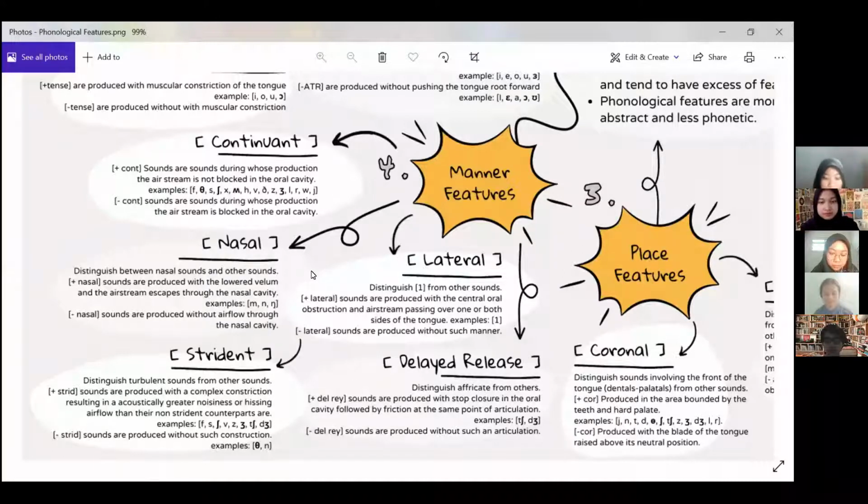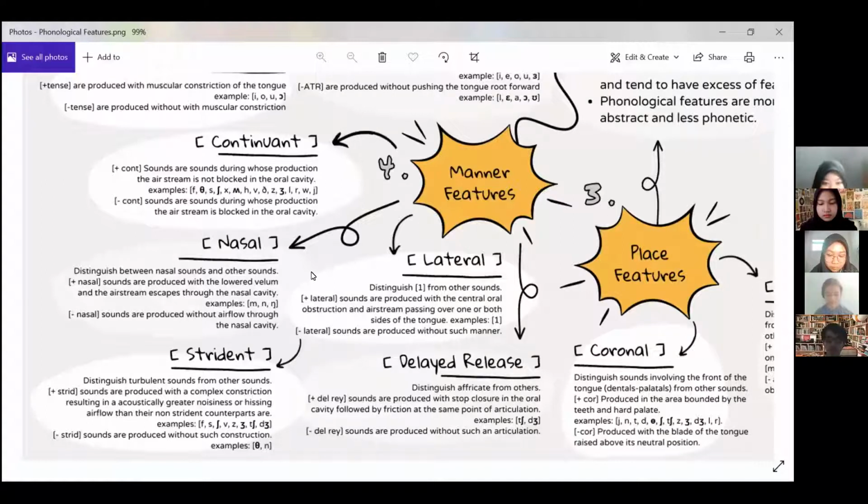And then we have nasal sound. This feature is to distinguish between nasal sounds and the other sounds. Positive nasal sounds are produced with the lowered velum and the airstream escapes through the nasal cavity. And then we have negative nasal sounds, which are produced without airflow through the nasal cavity.